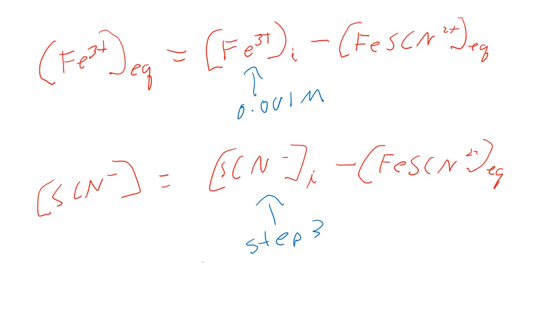Then in step 7, you need to calculate Kc. So you will have to determine your Kc expression and then substitute in the correct values. And then in step 8, you're going to calculate an average Kc. So you're going to add up all 4 of your Kc values and divide by 4, and that will give you an average Kc.